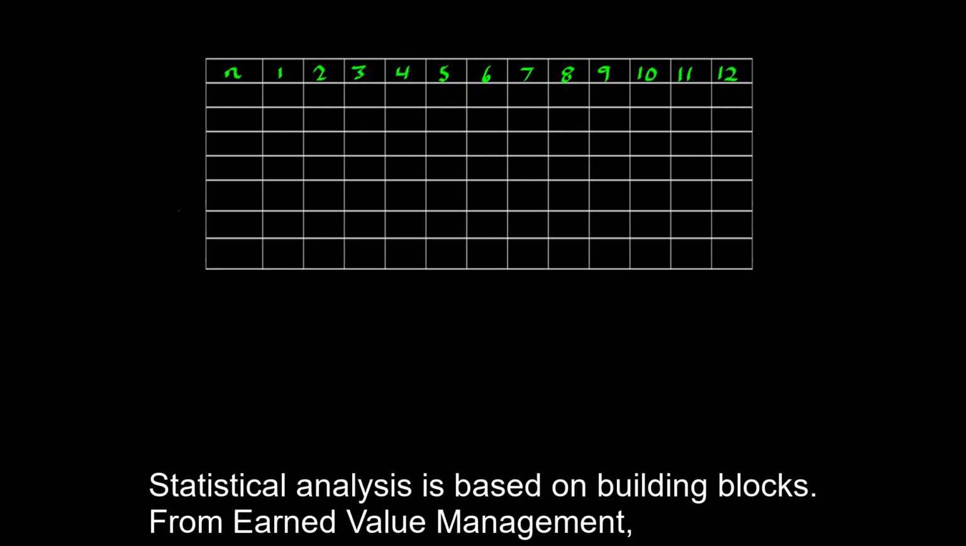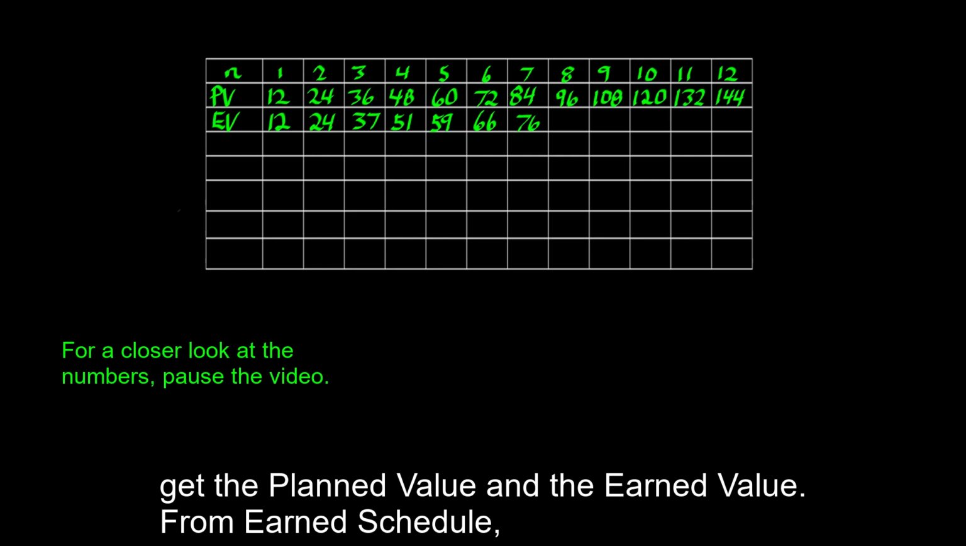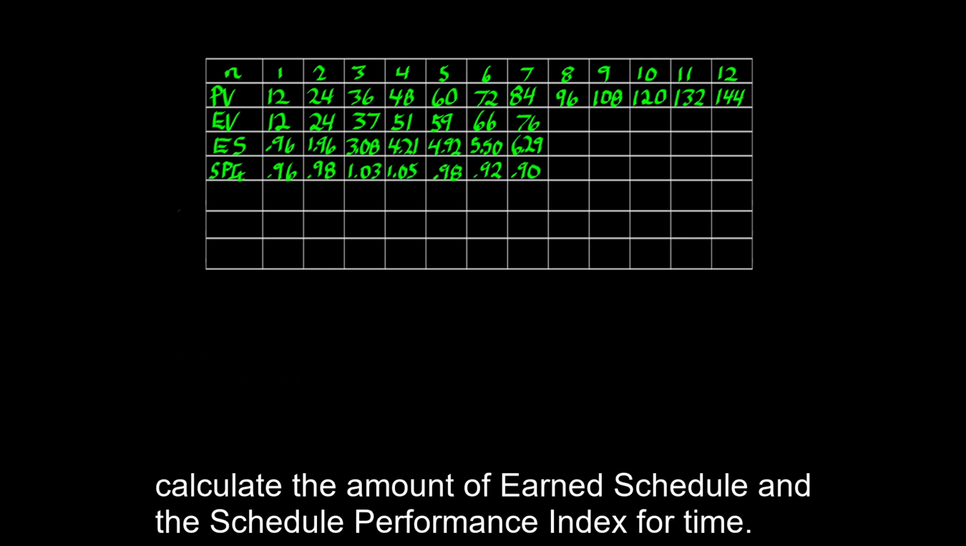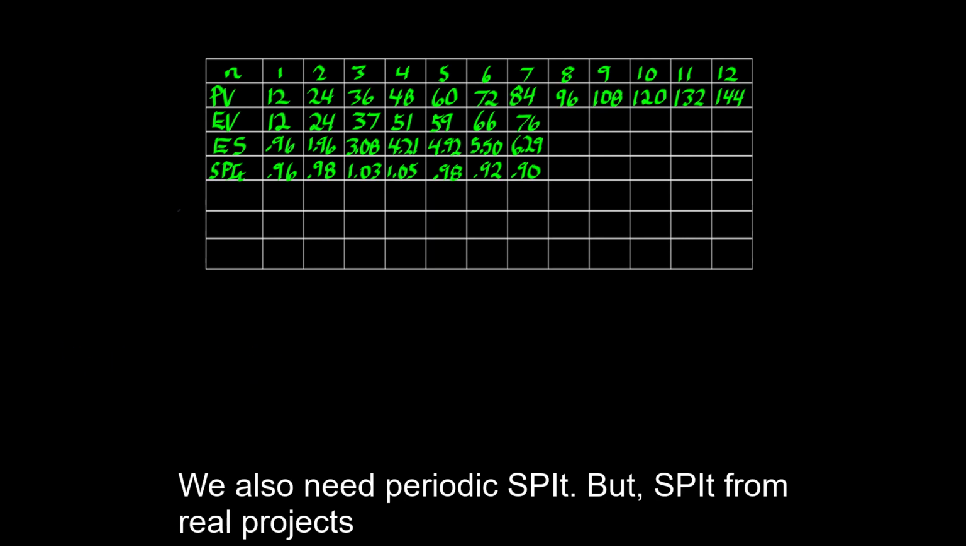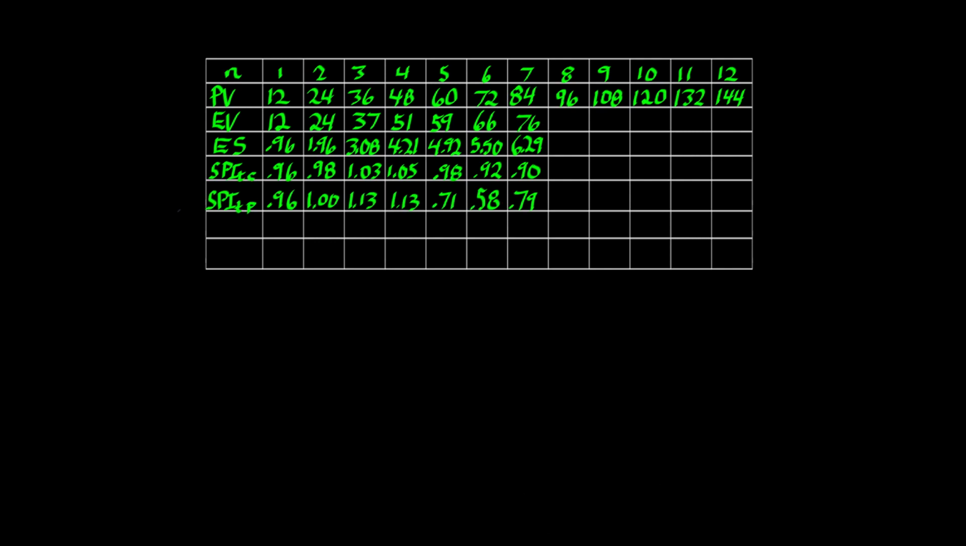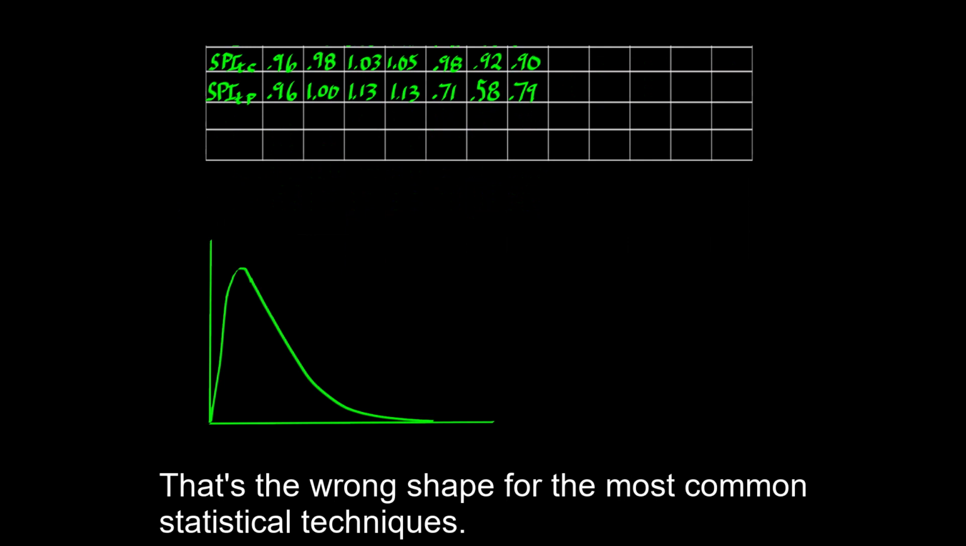From earned value management, get the planned value and the earned value. From earned schedule, calculate the amount of earned schedule and the schedule performance index for time. We also need periodic SPIT. But SPIT from real projects looks like this. That's the wrong shape for the most common statistical techniques.